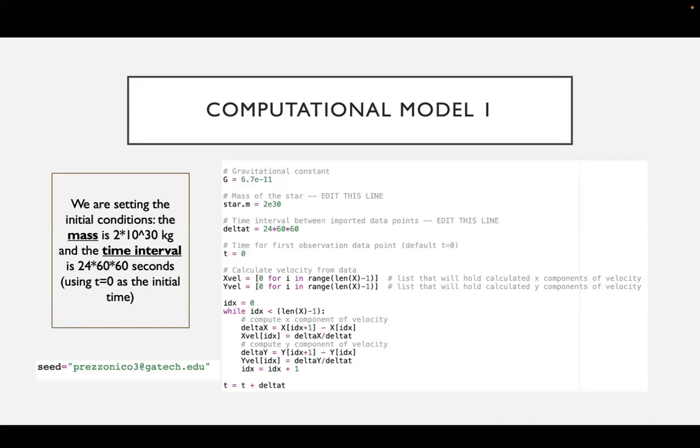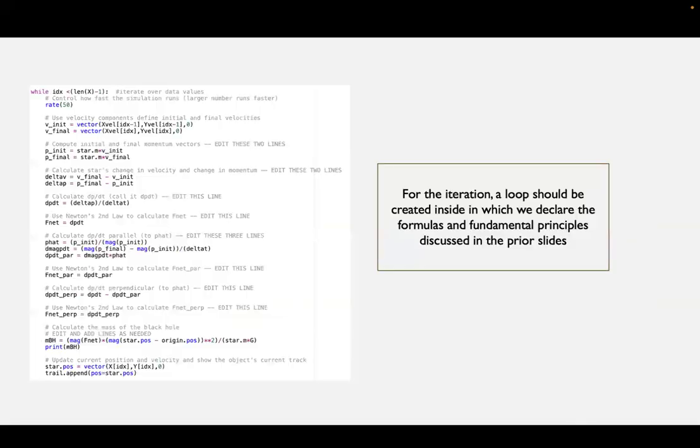For computational Model 1, using the starter code, we're setting the initial conditions. The mass is 2 times 10 to the power of 30 kilograms, and the time interval is 24 times 3,600 seconds. This can be seen with the code to the right. And the seed is my Georgia Tech email. For the iteration, a loop should be created inside which we declare the formulas and fundamental principles discussed in the prior slides. This code can be seen to the left.